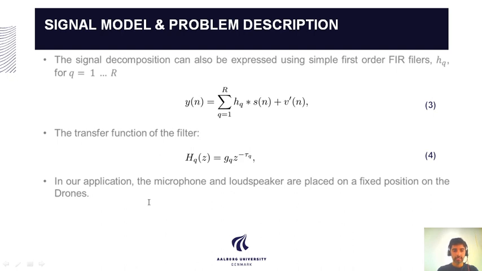So, a reflected sound is nothing but a delayed and attenuated version of the original sound that was probed from the loudspeaker into the environment. Therefore, we can express this delay and attenuation as a first order FIR filter, as shown in equation 3.